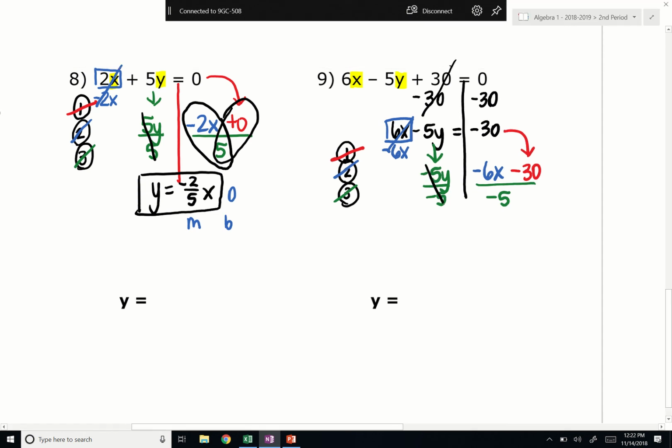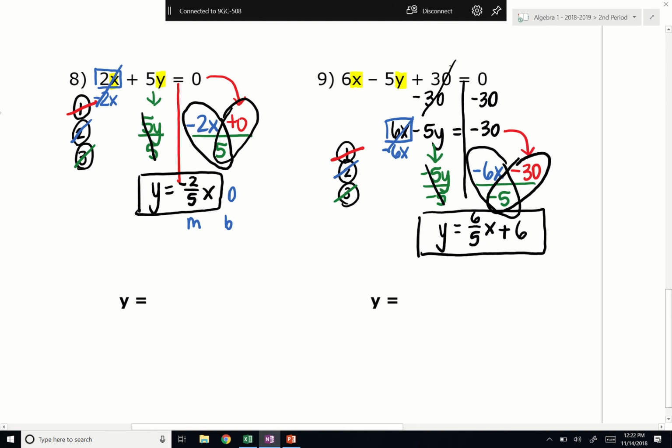Now, my negatives cancel here, so I'm left with just a y. And here, what do I have? Positive 6 over 5, because negative divided by negative turns positive. X is going to tag along. Again, I've got a negative divided by negative, so that's going to be a positive what? Good, positive 6. So what's my slope? And what would be my y-intercept? How do y'all feel about this?